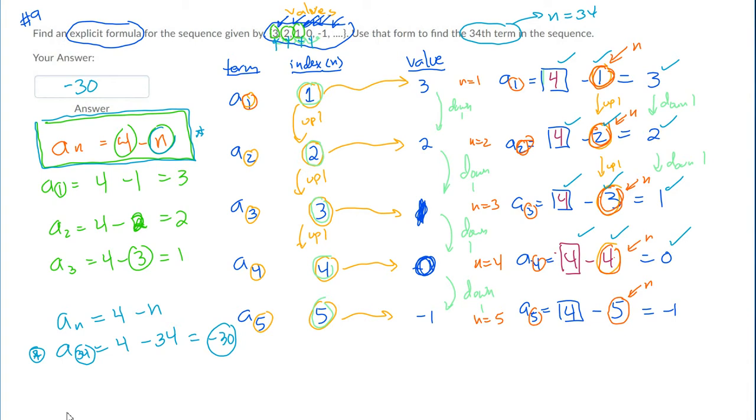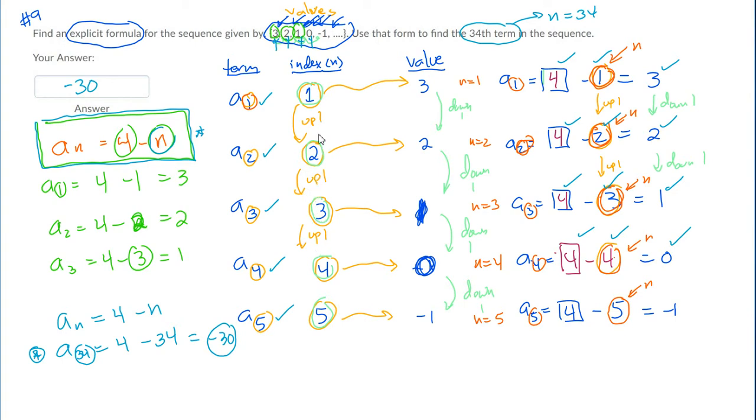Okay? So this one's a bit challenging, and so you kind of have to play detective. You have to realize, well, I know my indexes are going up by 1 because that's how we label our indexes. They keep going up by 1. First term, n is 1. Second term, n is 2. Third term, n is 3. Fourth term, n is 4. Fifth term, n is 5, etc.